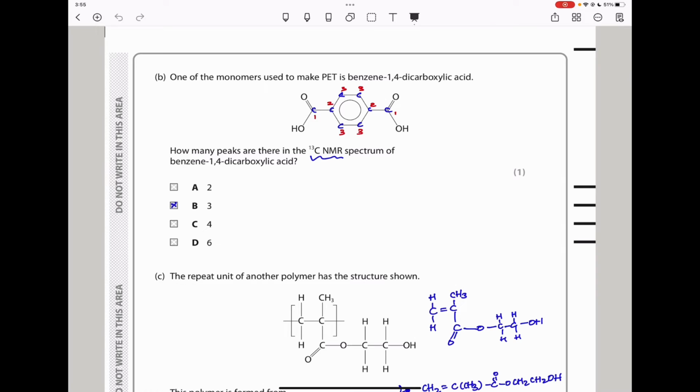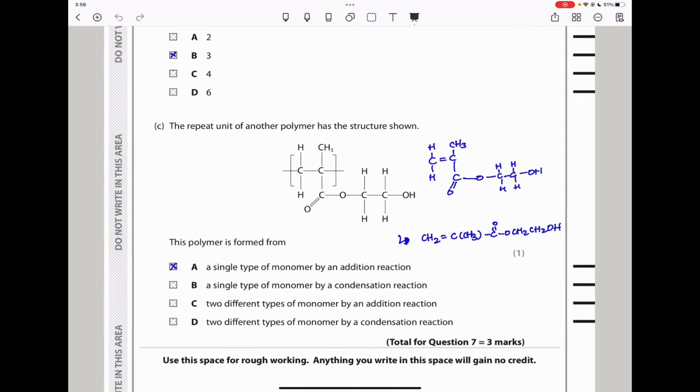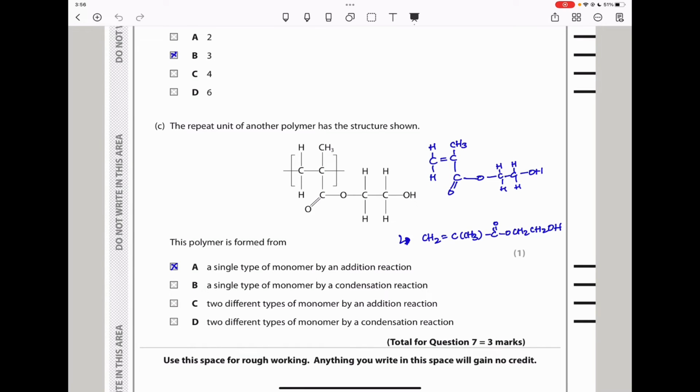I call them environment 1. And therefore, this carbon is going to be the same as that carbon. That is environment 2. And 1, 2, 3, 4 carbons are the same. That is environment 3. Therefore, we have 3 different carbon-13 environments. The answer should be B. Moving on, they say the repeat unit of another polymer has the structure shown. So I try to break it down.